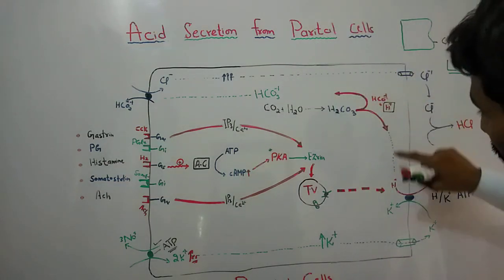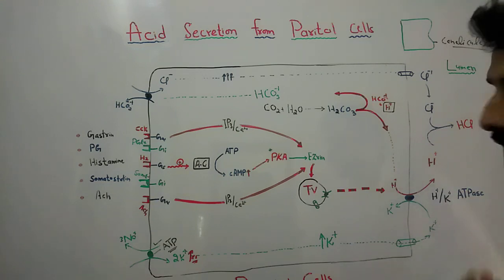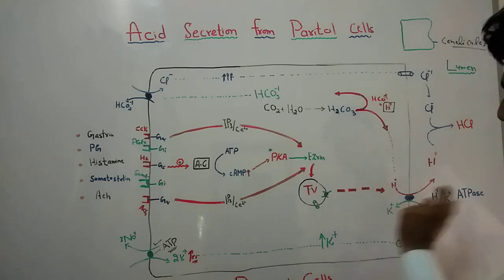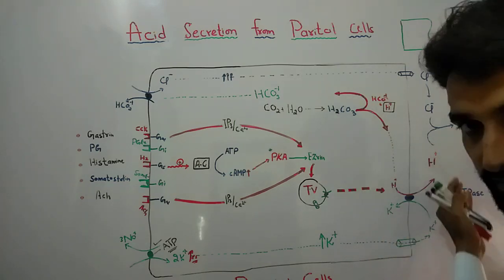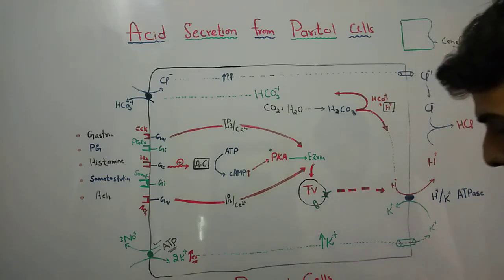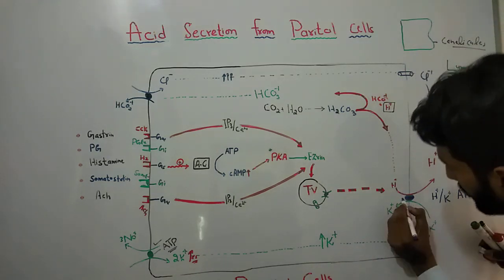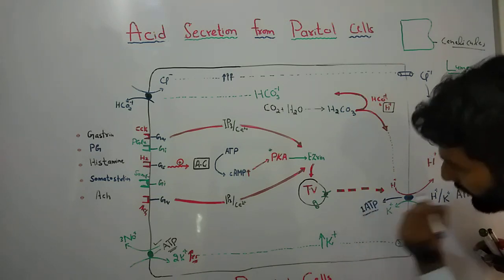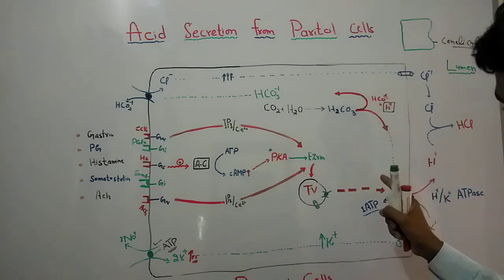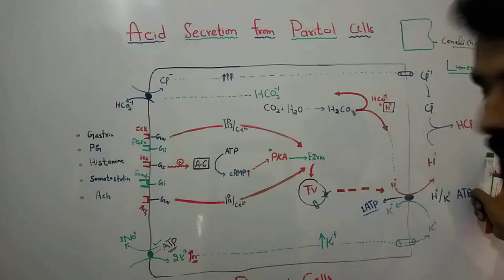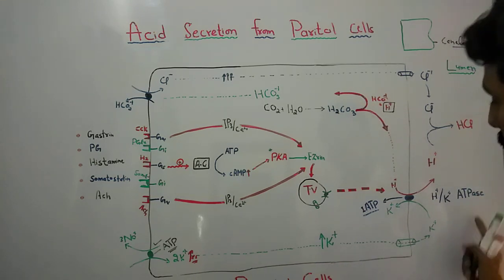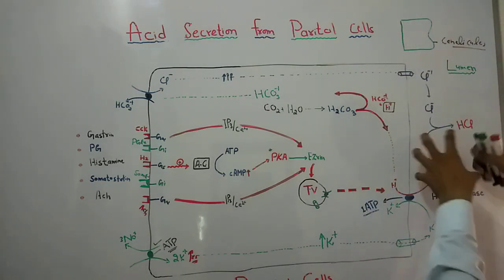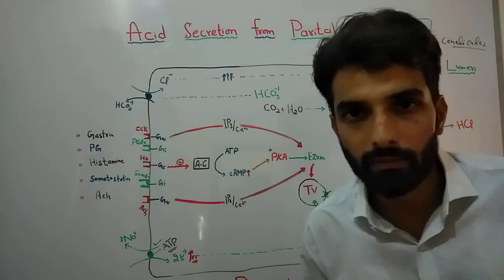Now this hydrogen ion will use this hydrogen potassium ATPase pump. This pump is basically responsible for taking hydrogen out of the cell and taking potassium into the cell, and again it will use 1 ATP for this purpose. It means by using 1 ATP it will transport 1 hydrogen ion out of the cell into the lumen and will transport 1 potassium ion from the lumen into the parietal cell. Clear? Okay. Now in this way the concentration of hydrogen ion will increase in the lumen.